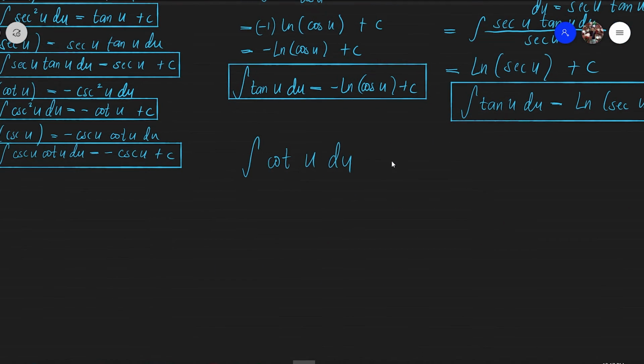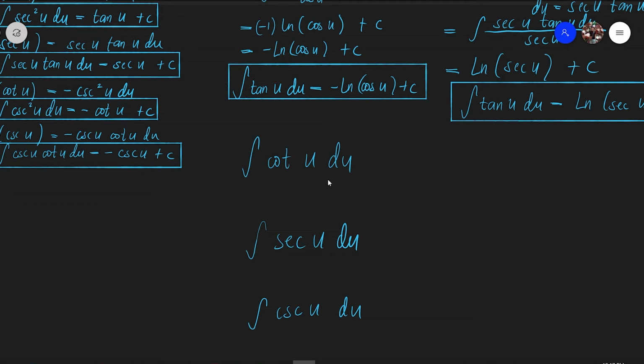The same with the integral of secant u du. There are no formulas for the integral of secant u also. And also the integral of cosecant u. So there are no formulas for these 3.